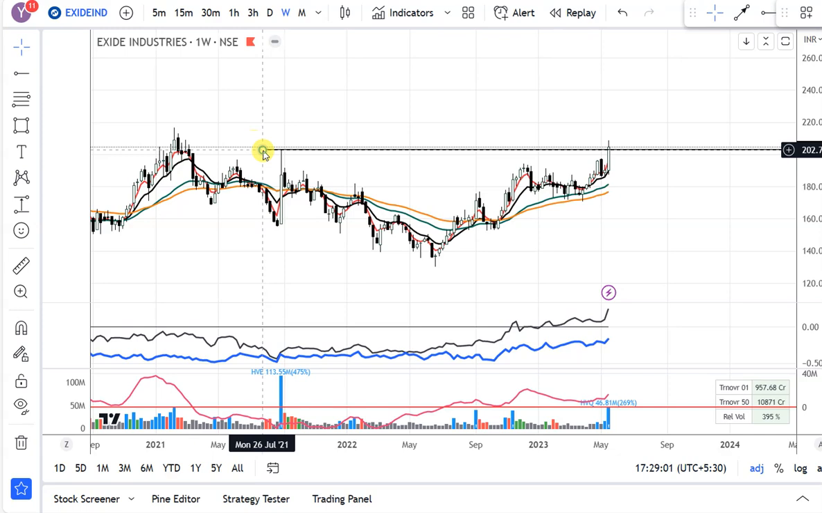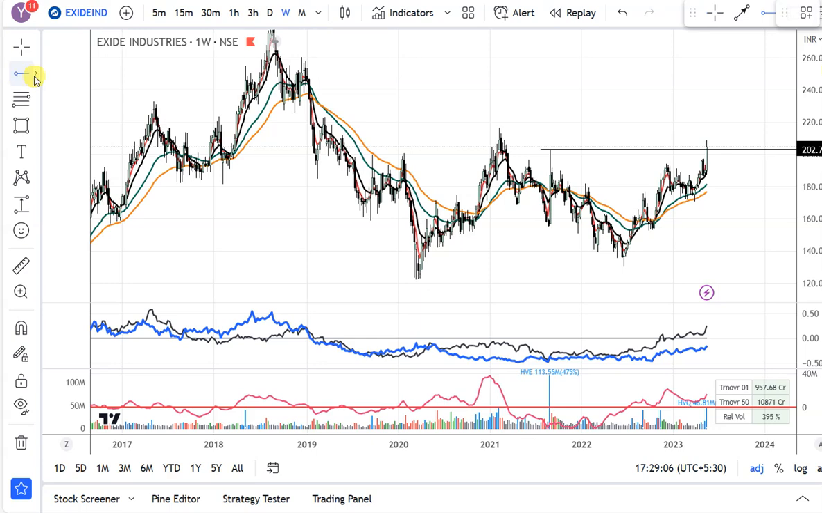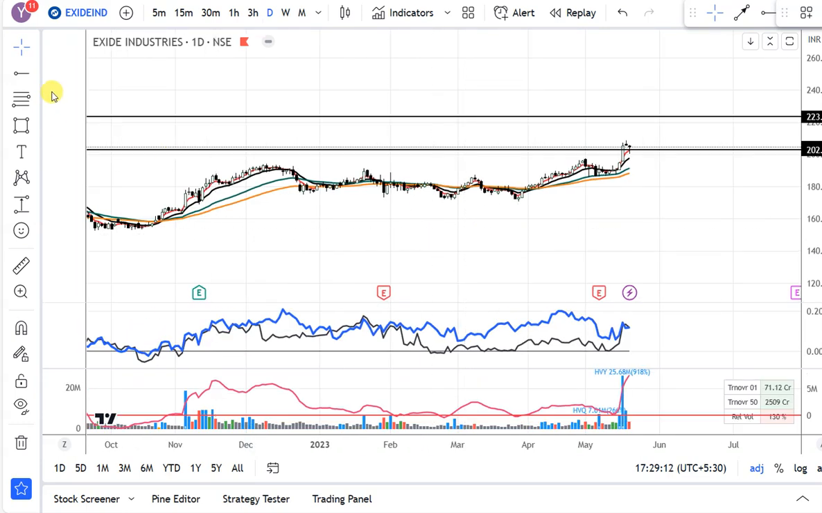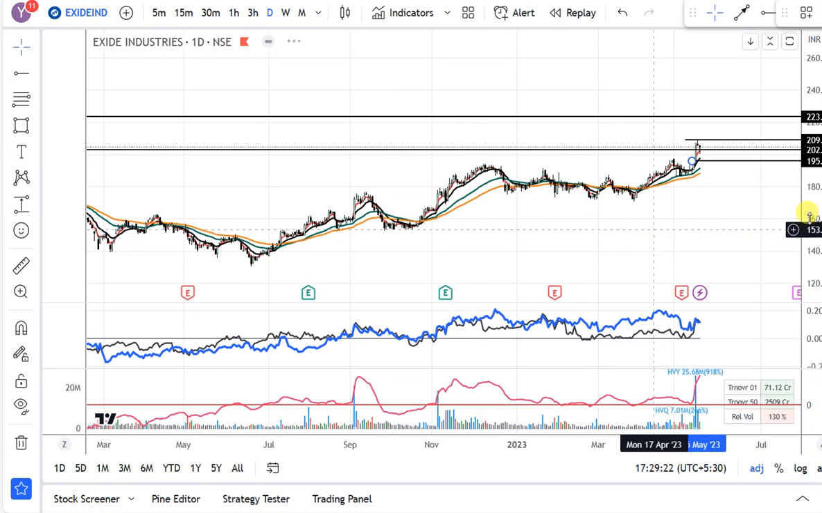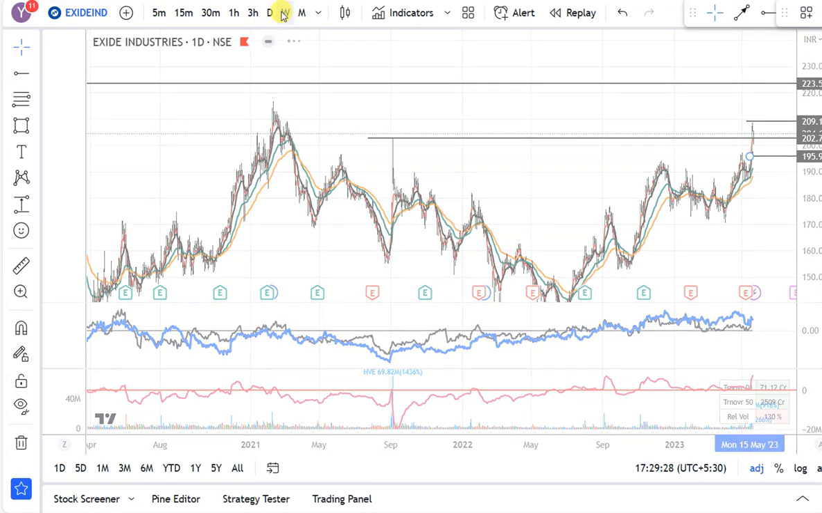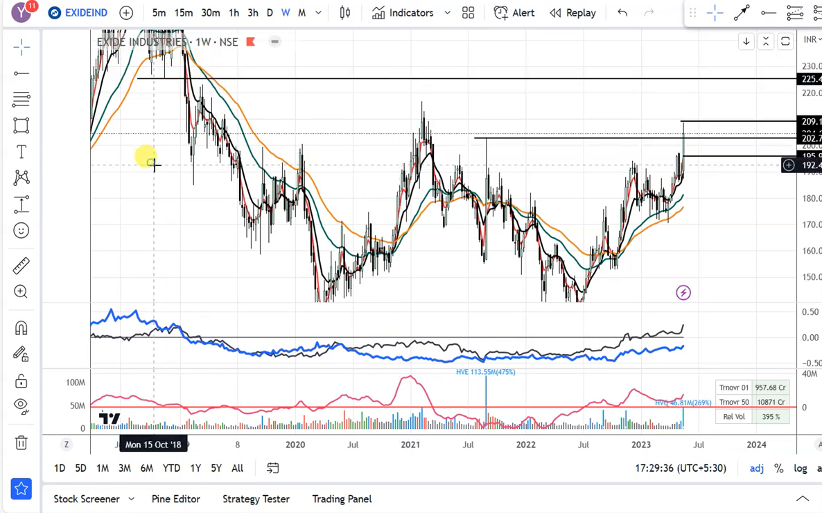Currently, we can see that if the stock goes above 210, then 210 can be a good strength area. The weak area is 195, and the possible place to reach is 225 rupees. Or you can be a little more aggressive, but it's 225. So above 210 in Exide Industries, the weakness area is 195 and the possible target area is 225.